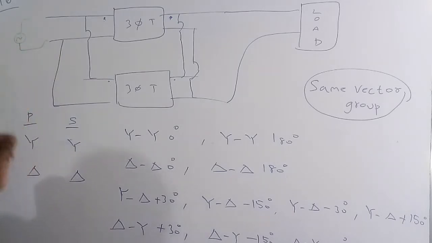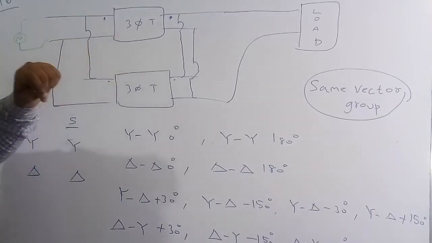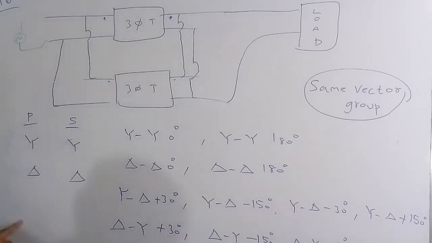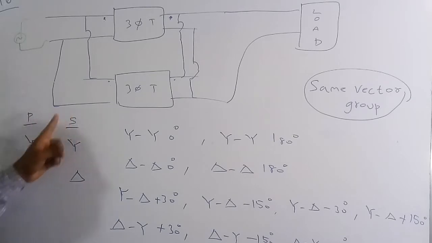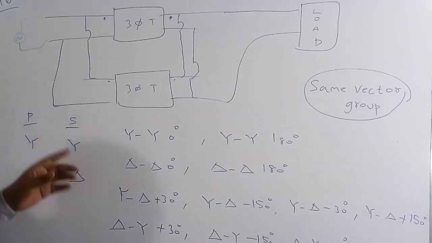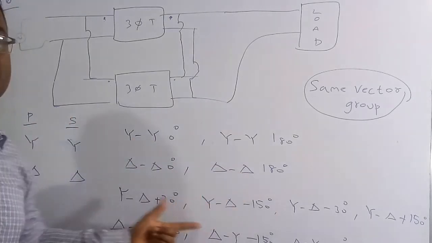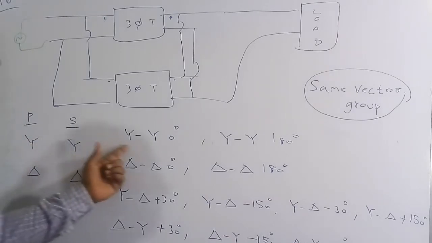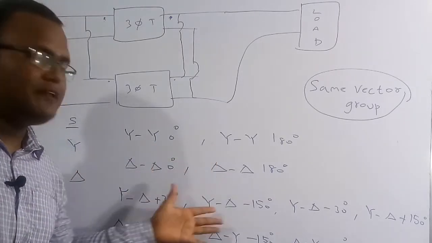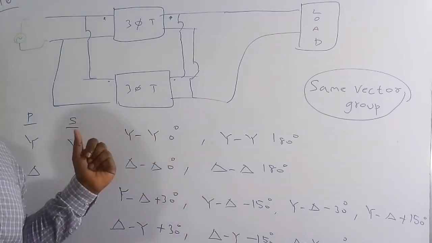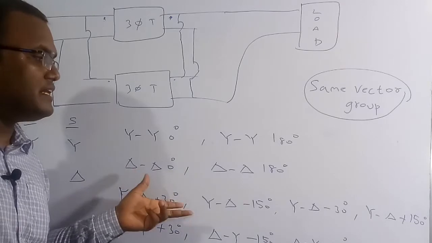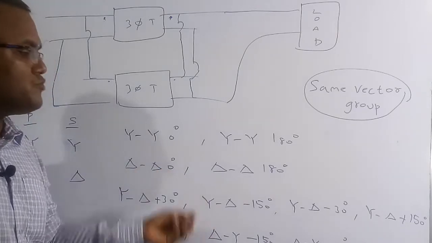Also, on the primary and secondary, or the source side and the load side, a three-phase transformer can be connected in star or delta. The primary can be either star or delta and the secondary can also be star or delta. So these are the different combinations: star-star, star-delta, delta-star, delta-delta. These are the different connections we can make with a single three-phase transformer.